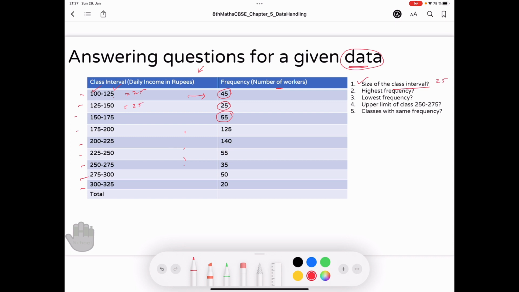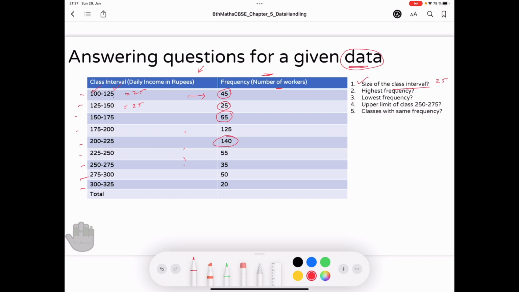Okay, what is the highest frequency? So now we can see this is the frequency. Frequency means the number of workers belonging to a class. These many workers come into that class. So that's the frequency of the workers belonging to that class.